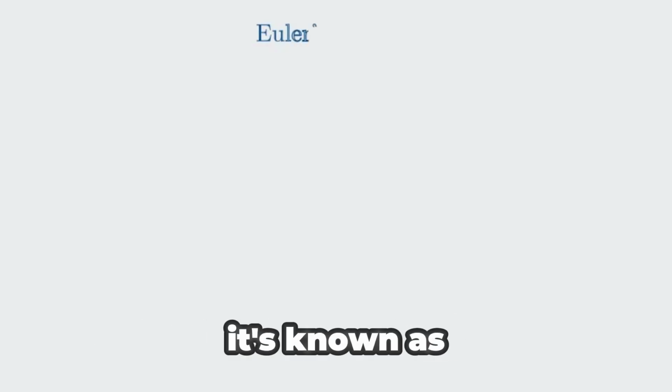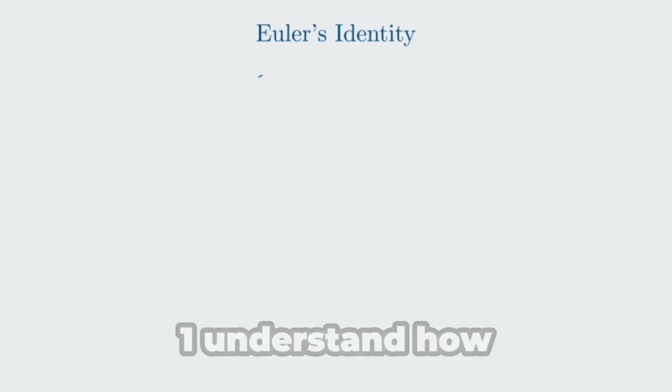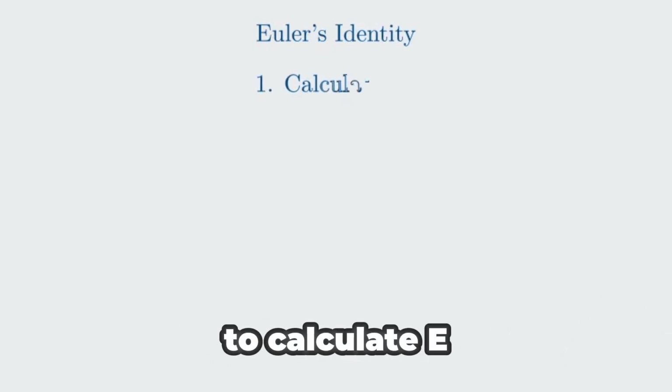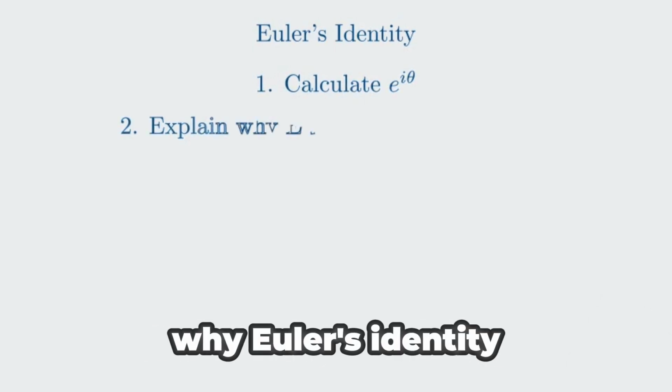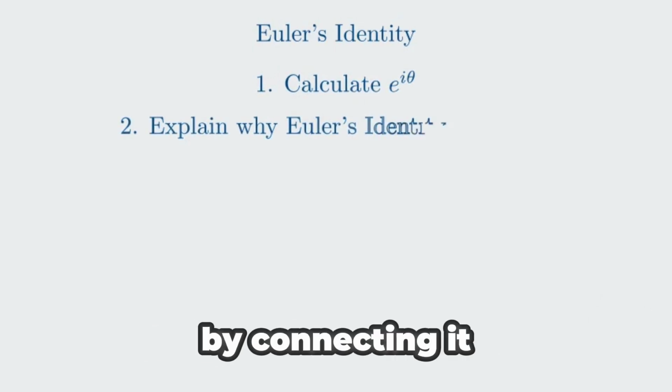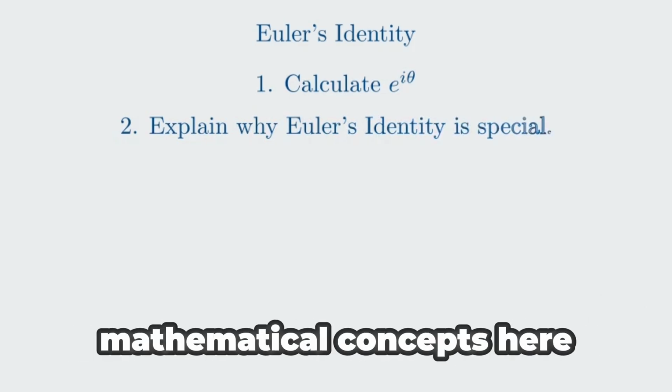Hello, today we're going to explore what many call the most beautiful formula in mathematics. It's known as Euler's identity. By the end of this video, you will be able to: 1. Understand how to calculate e to the power of a complex number, and 2. Explain why Euler's identity is so special by connecting it to two fundamental mathematical concepts.